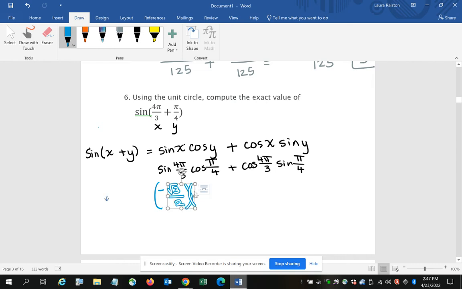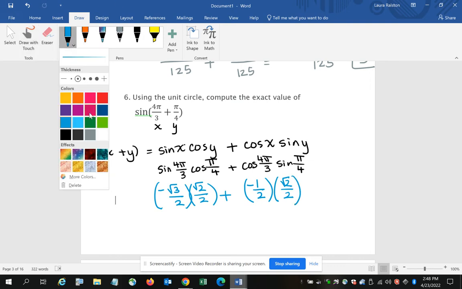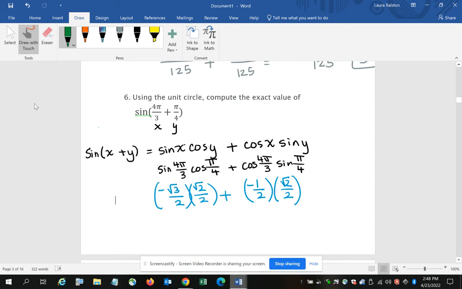Okay, so I've got square root 2 over 2 plus the cosine of 4 pi thirds was negative 1/2. And the sine is square root 2 over 2. Again, you pull those directly from the unit circle. Then you perform the multiplication.